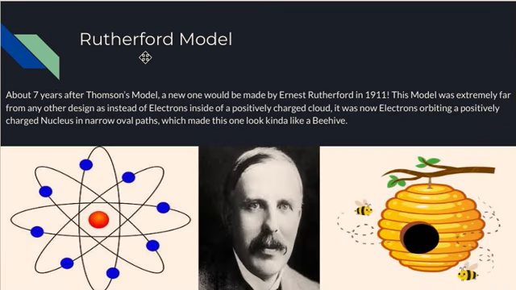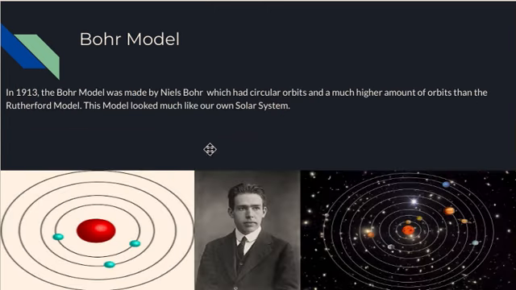The Rutherford Model. I think that's how you pronounce it, yeah. About 7 years after Thomson's model, a new one would be made by Ernest Rutherford in 1911. This model was extremely far from any other design, as instead of electrons inside of a positively charged cloud, it was now electrons orbiting a positively charged nucleus in narrow oval paths, which made this one look kind of like a beehive. So, yeah. And now we go to the Bohr Model.